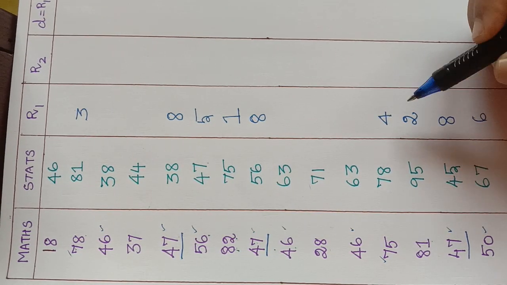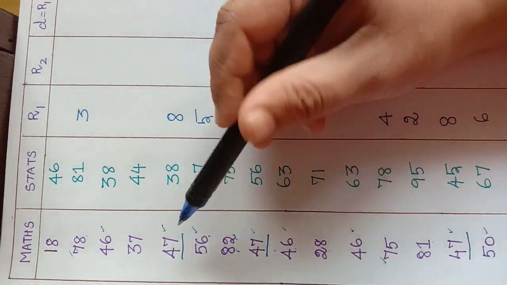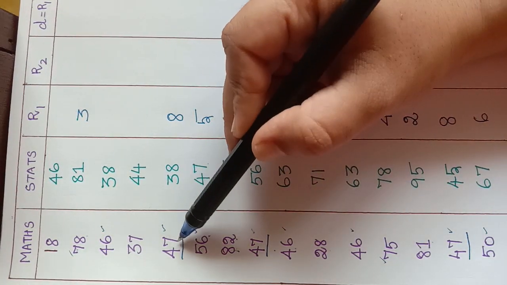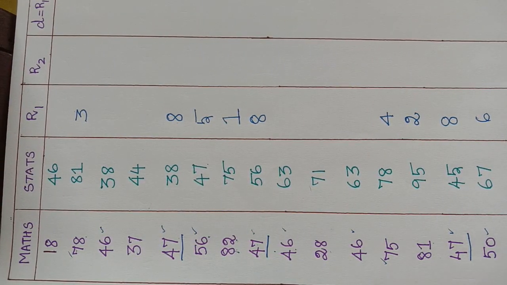Now, what are the ranks that we have to give? 7, 8 and 9. But we took the average of it and we have given 8, 8, 8. So we have to skip rank 7, 8 and 9, and next we have to give the rank 10.